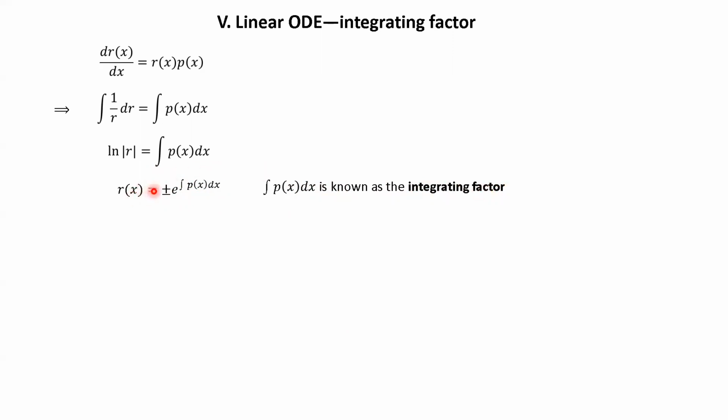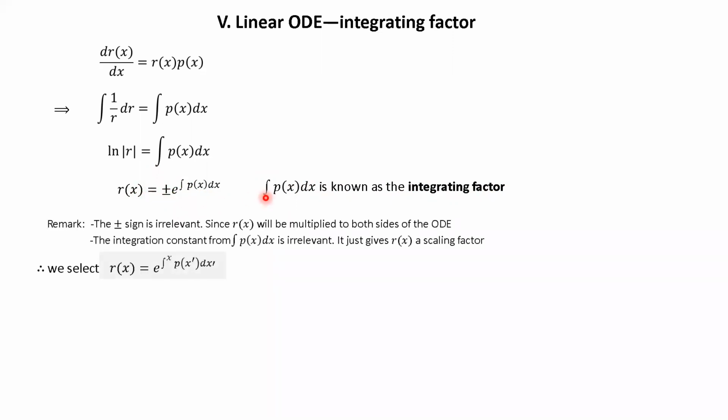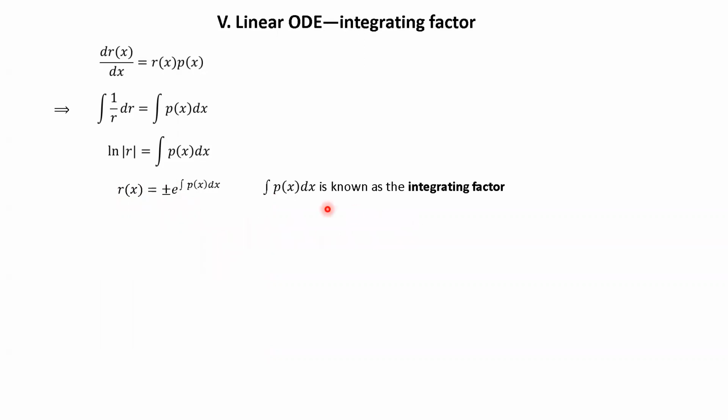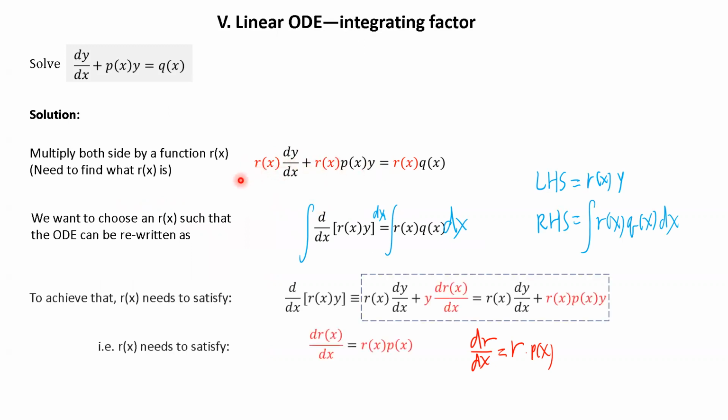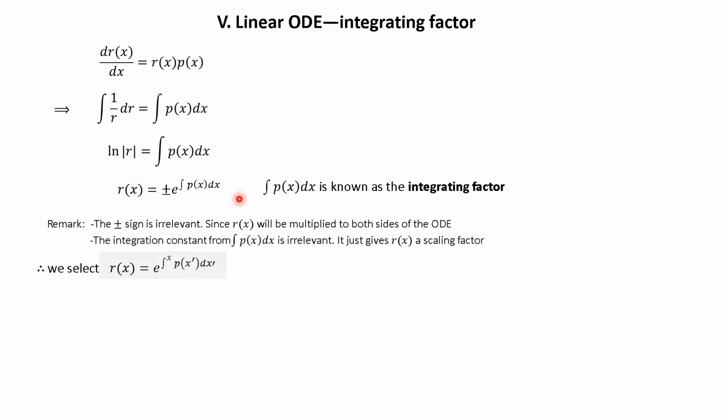Now you might ask, what about the plus or minus? Which one should we take? It actually doesn't matter. Whether you take plus or minus, at the end of the day you are multiplying this r of x to both sides of the ODE, so whether you have this extra minus sign or not doesn't matter. They cancel anyway.